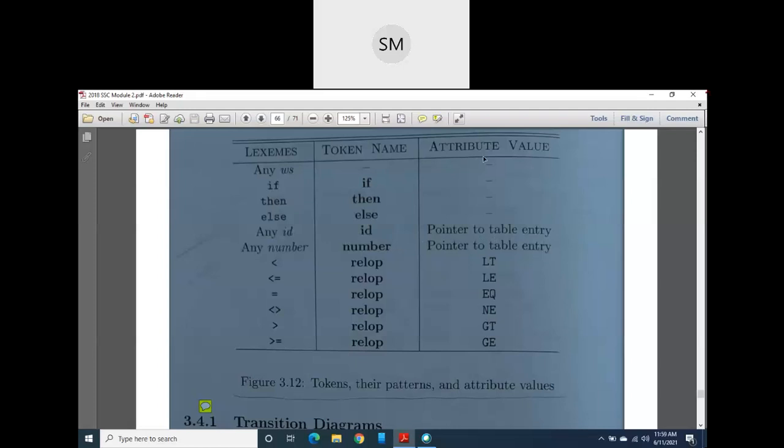Then if you consider any number, again that number will be inserted into the table, and a pointer to that table entry will be the attribute value.